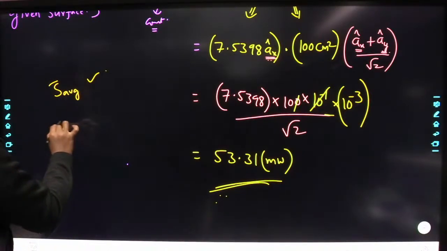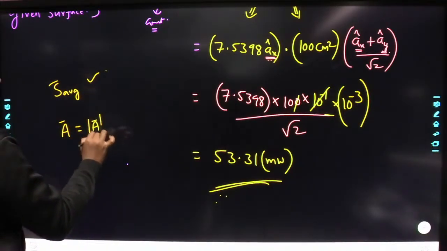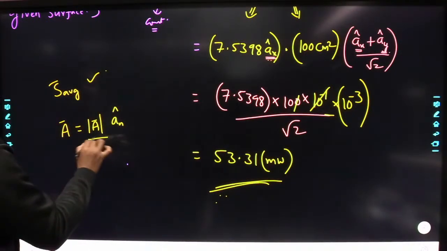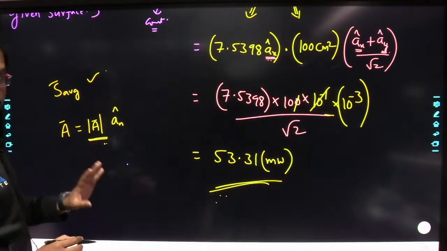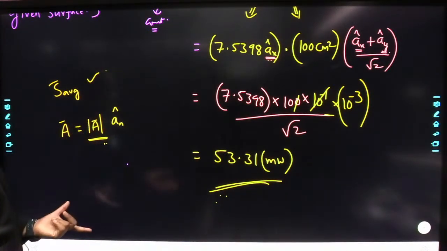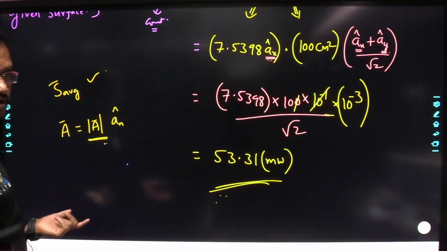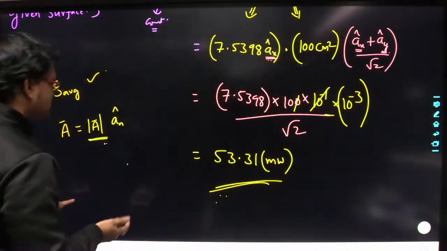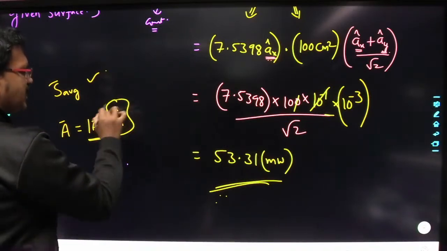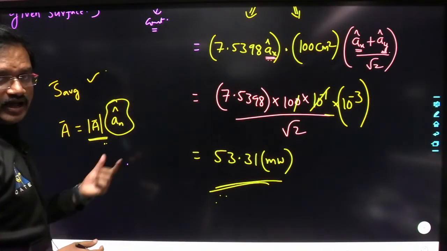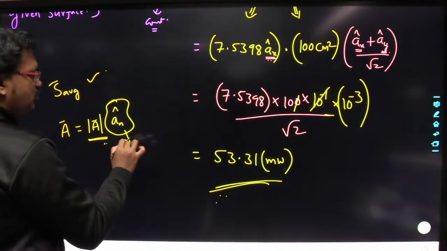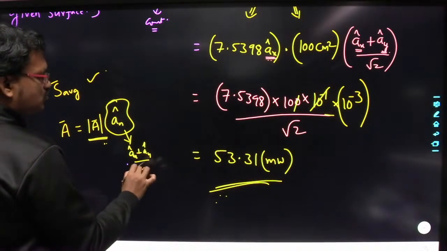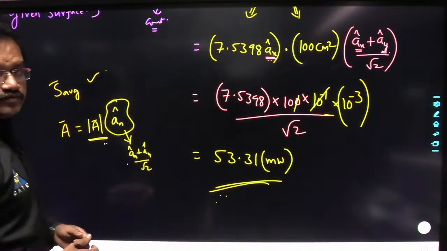And a bar is equal to what? Magnitude of a bar times a n cap. Okay, if they have not changed the magnitude, they have given simply 100 centimeters square, then this magnitude is not going to change, right? And what you are saying, x plus y is equal to 2. So if it is x plus y is equal to 2, then a n cap is not going to change. Yes or no? The direction is not going to change. You are going to get the same thing, that is ax cap plus ay cap by root 2. So the answer is not going to change. The answer will remain same.